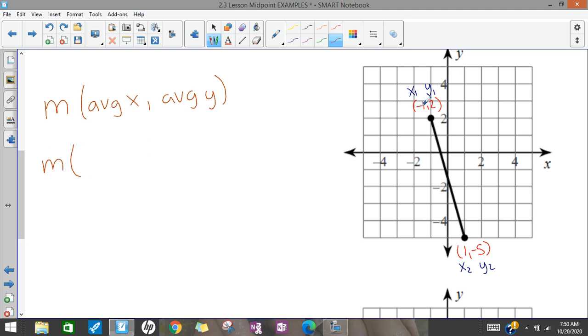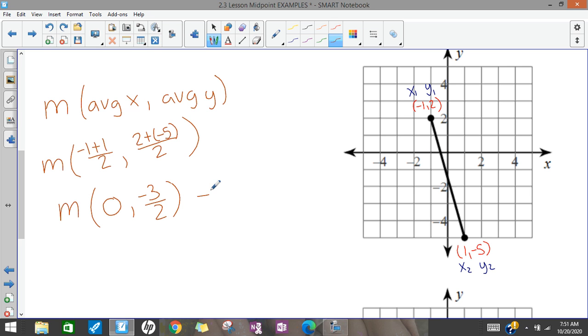My x's were -1 and 1. So I add those and divide by 2. My y's were 2 and -5. So I add those and divide by 2. I don't need an equal sign. -1 plus 1 is 0, and 0 divided by anything is 0. 2 plus -5 is -3 over 2, and there you have it. So our midpoint is at (0, -3/2).